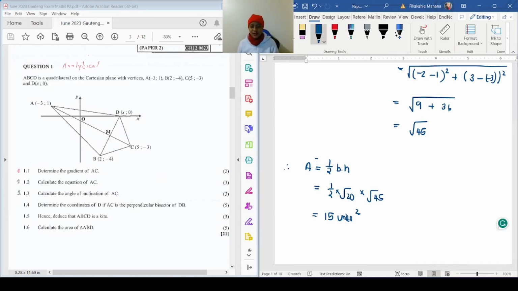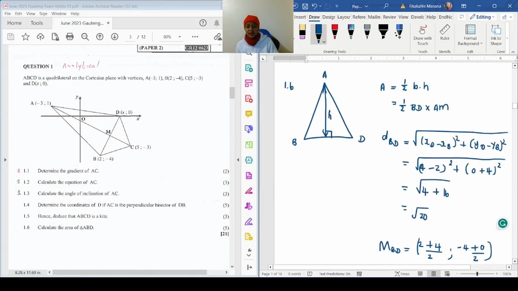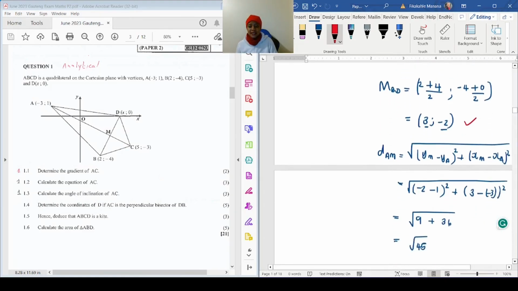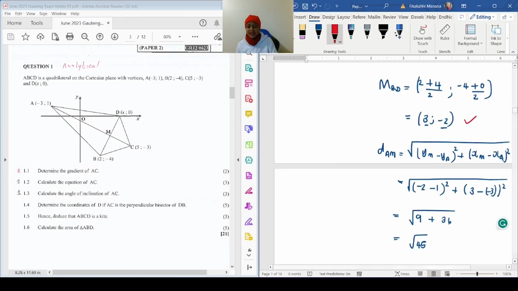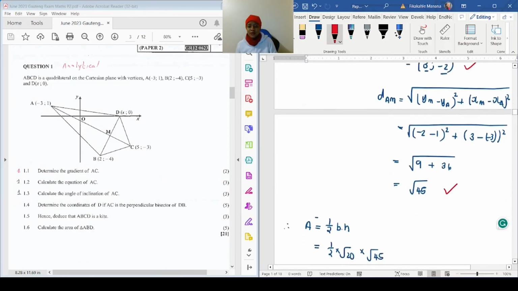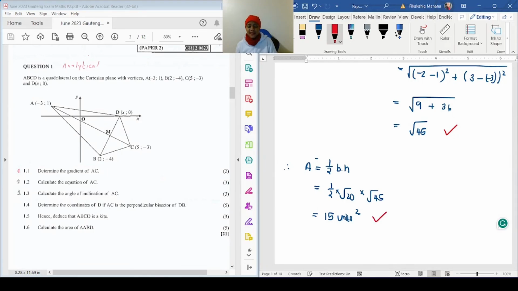Oh, I forgot with the mark allocation. So where would you get marks? Well, the equation, you have to realize that you can just use the formula, and also getting BD, getting the midpoint, which is M, then getting the distance AM, so that's like 1, 2, 3, 4, and finally getting the answer, and that's where you get your 5 marks, and it's all good to go.